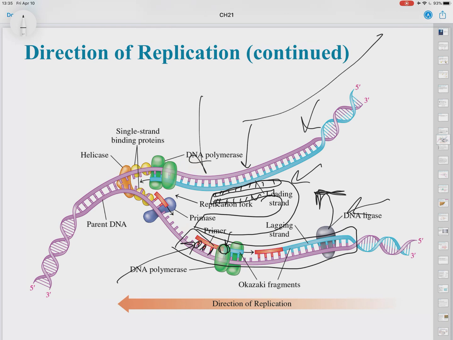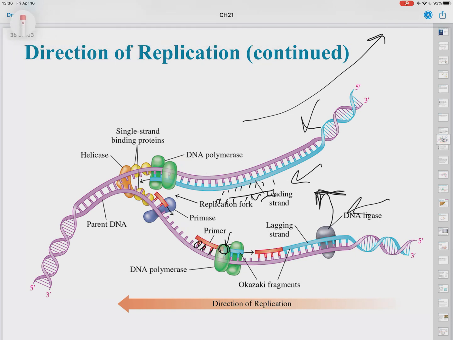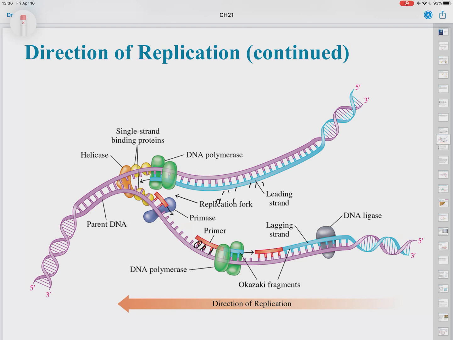So these little primers, you see a lot of them on the lagging strand. You don't see any primers on the leading strand because it would have been way up here at the very beginning. Okay, sorry about all the mess in here.